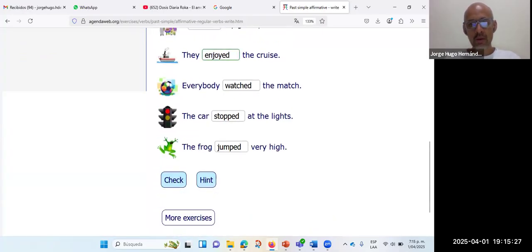However, if you have a verb which finishes in Y, but before the Y you have a vowel, look at this. The verb finishes in Y, but before the Y there is a vowel. You don't have to change. You have to add only ED, okay?